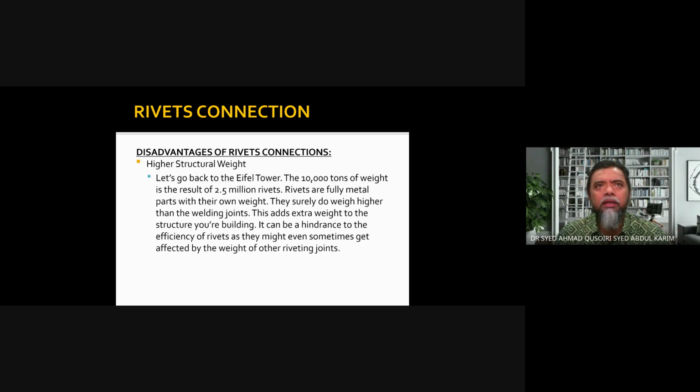Oh yes, the weight of the rivet itself is heavier than other types of connections. So you have your steel structure at a certain dead weight, and then you have rivets. And you can see from a previous example, we use a lot of rivets even for just one connection, right? So this will increase the dead weight of the structure.